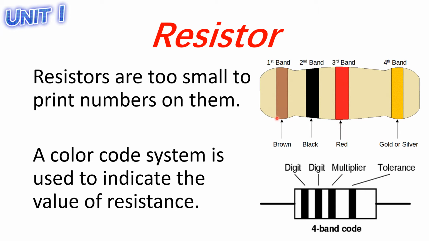You have your first band and second band as your digits. If you're using 5 bands or 6 bands, the last 2 lines, the tolerance and the multiplier, are consistent, so the third and the fourth will become another digit.